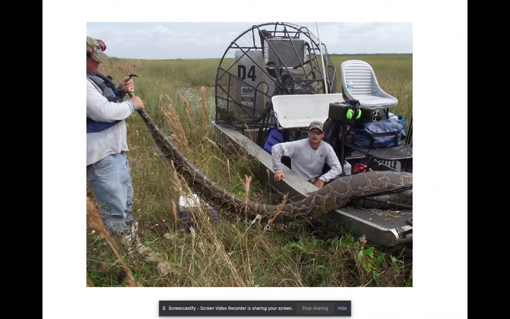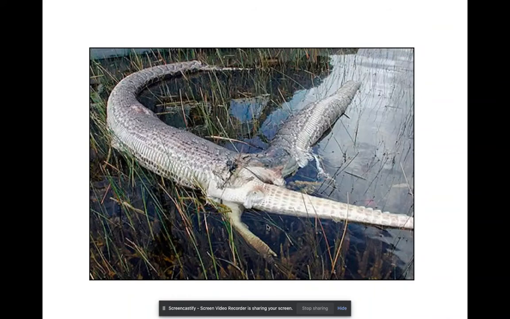Here's the Burmese python, as you saw in that video. There's a picture of a Burmese python in the Everglades in Florida. What a crazy predator to introduce to that ecosystem, because it essentially had no predators, and the Burmese python is not native at all to Florida whatsoever. Here's a picture of a Burmese python that tried to eat a really large crocodile and got too greedy, I guess. It's absolutely crazy what has happened with that specific example of invasive species.